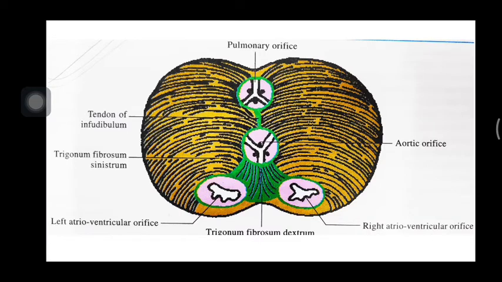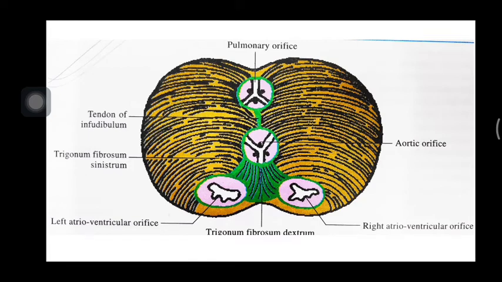Right and left atrioventricular rings, they are united by the condensed mass of fibrous tissue known as the trigonum fibrosum dextrum or right fibrous trigone. The left margin of the trigonum connects aortic and left atrioventricular ring. They are named as the trigonum fibrosum sinistrum or left fibrous trigone.